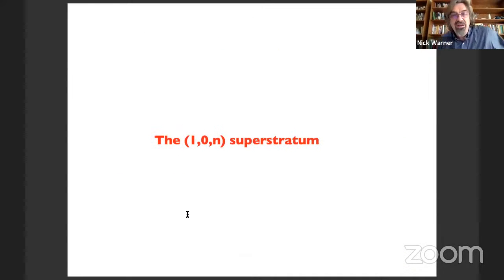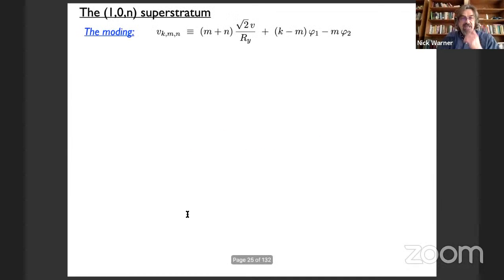Okay, so what I'm going to do is illustrate this with what's called the (1,0,n) superstratum. This has become the workhorse of this subject because it's one of the easiest ones to construct and one of the easiest to understand. And it has some remarkable properties. So we'll talk about the solution and then go through a lot of its properties. The moding is basically given by v, k, m, n.